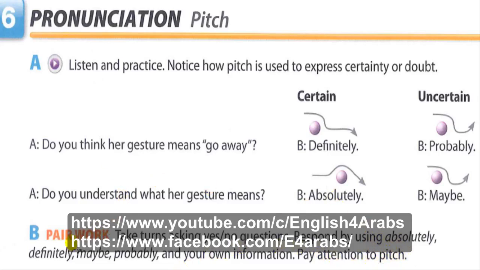So in this exercise, you are going to ask your friend yes/no questions, and your friend will answer. When your friend answers, he should take care of the sound, down or up. Sure, certain, the sound is down. Uncertain, the sound is up. And the stress is at the beginning here, but with absolutely, the stress is in the middle.